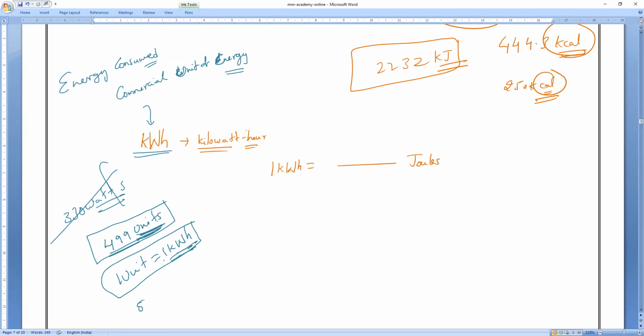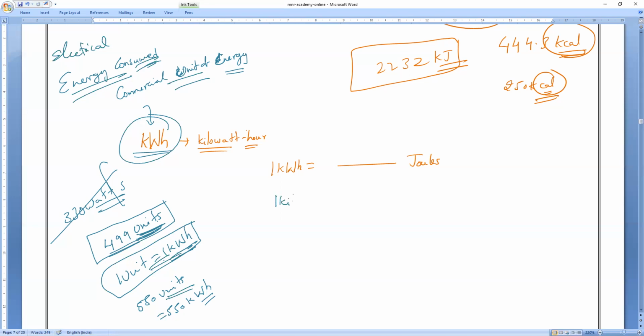550 units means how much energy they consume? 550 kilowatt hours. That is what it is. In our general language we say power or electricity, but actually it is not power. It is electrical energy consumed by our house. The commercial unit of energy is the kilowatt hour. You can ask your parents, they will say it in the form of units. So 1 unit equals 1 kilowatt hour. Okay, now let us see.